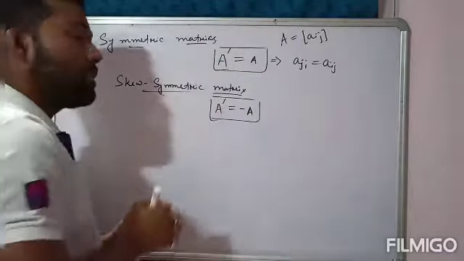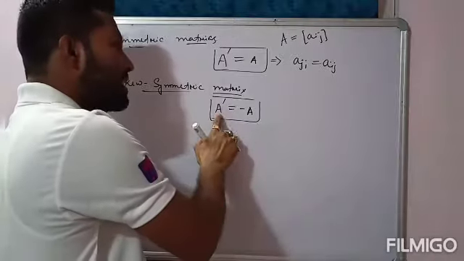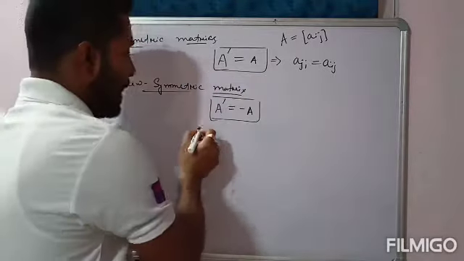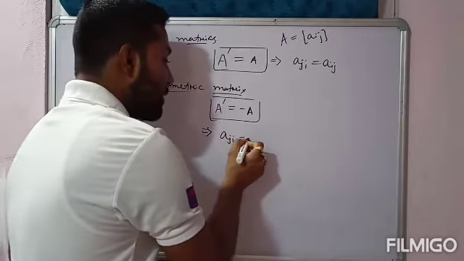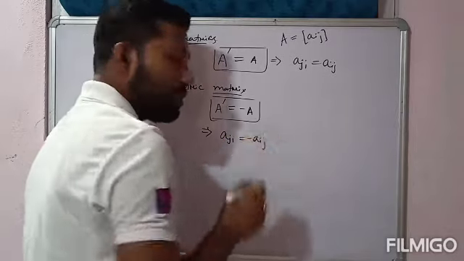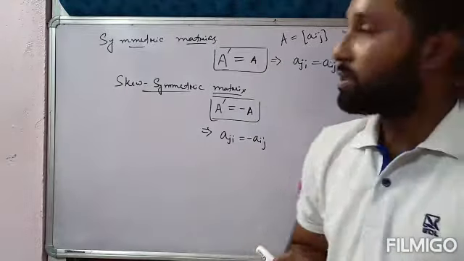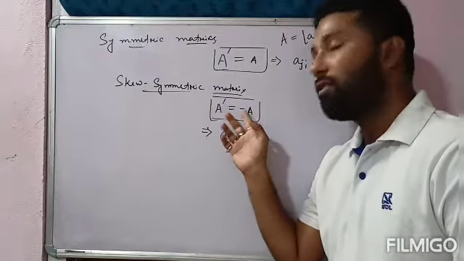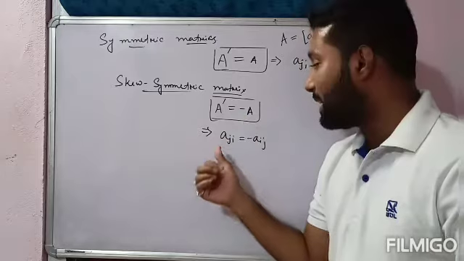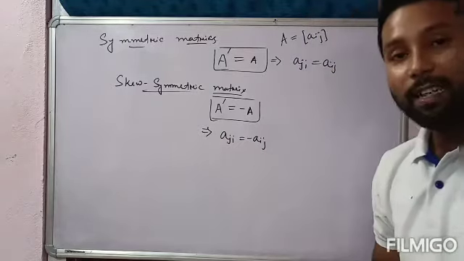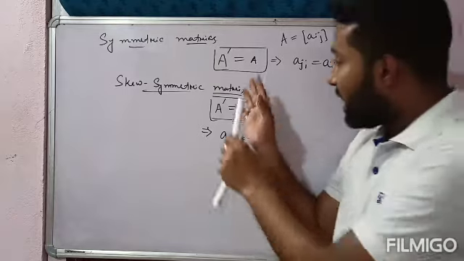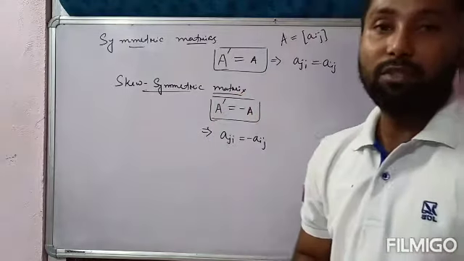Now in case of skew symmetric, since A transpose is equal to minus A, it can be written as Aji is equal to minus of Aij, or not? Since A is skew symmetric, then A transpose equal to minus A, which means it can be written as Aji is equal to minus Aij. Yes? So these are the conditions of symmetric and skew symmetric matrix.